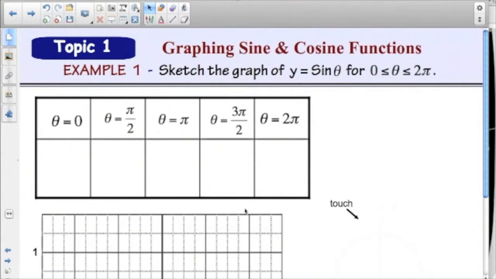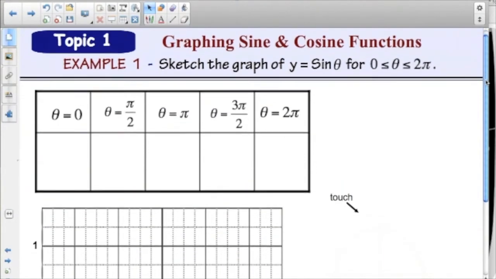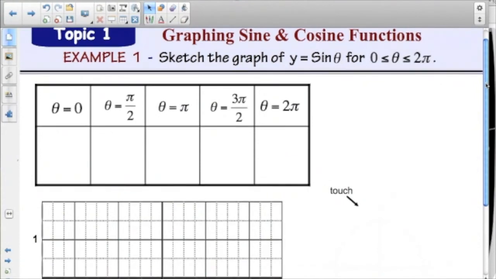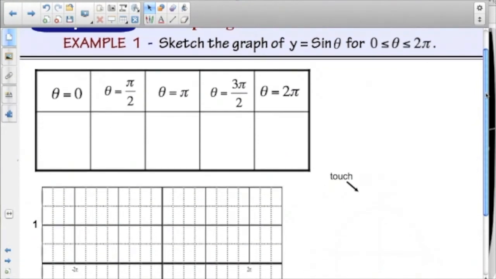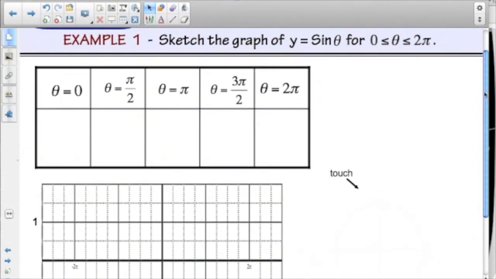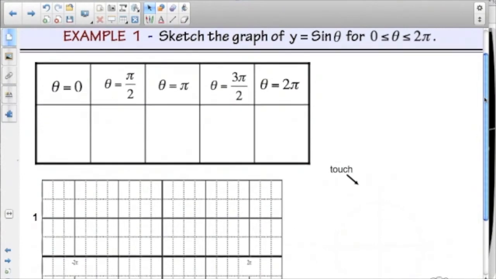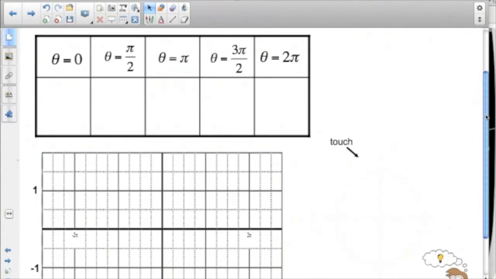Topic 1, graphing sine and cosine functions. They look quite a bit alike, so you'll notice a lot of similarities. Let's just take a sketch of this graph. The key thing you have to remember when we're doing a sine wave is it's going to look like this.